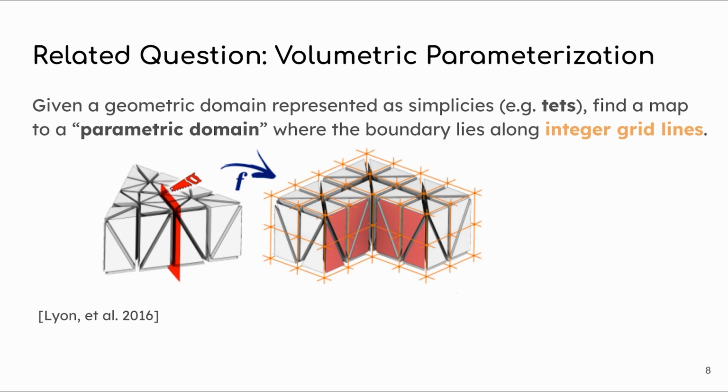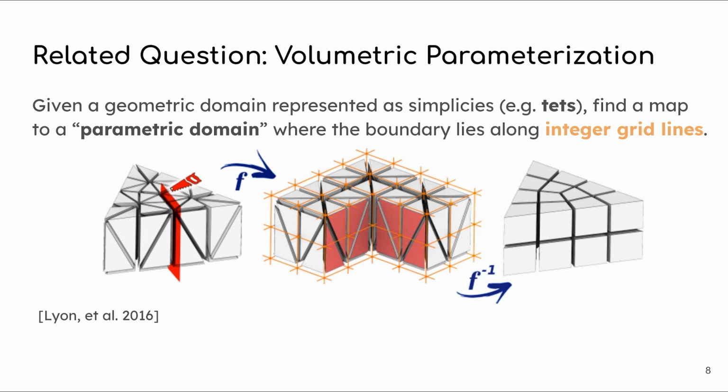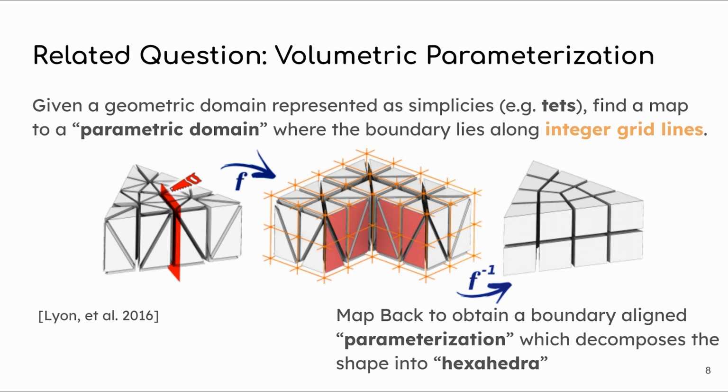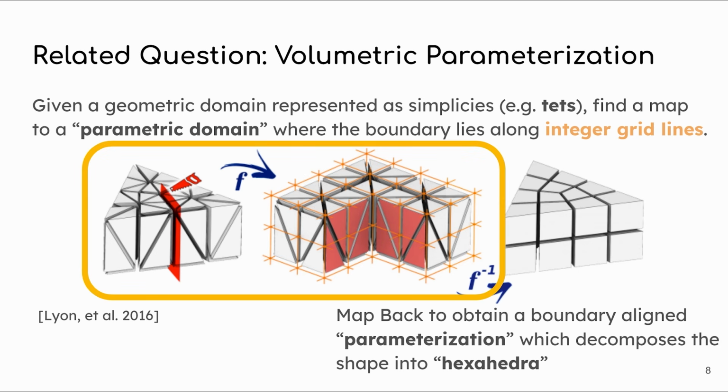Given such a map F, one can then invert it in order to find a discretization of the original geometric domain into approximately cube-like regions called hexahedra. The robust computation of such a map F remains an unsolved problem in geometry processing today.